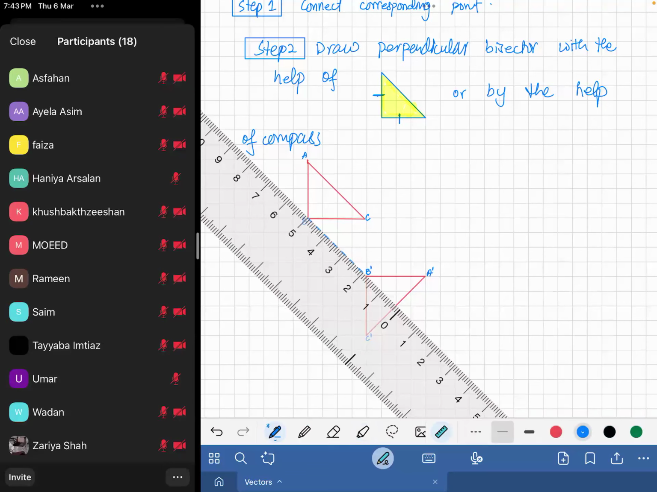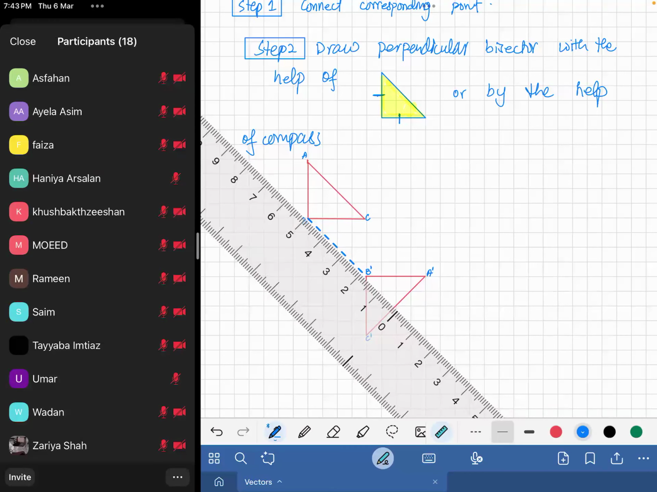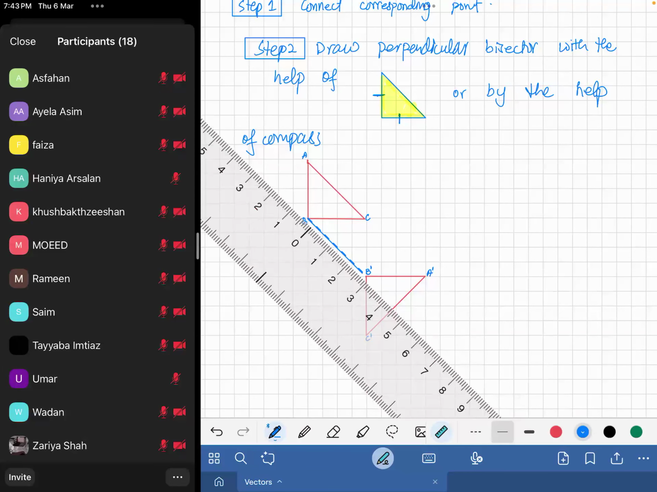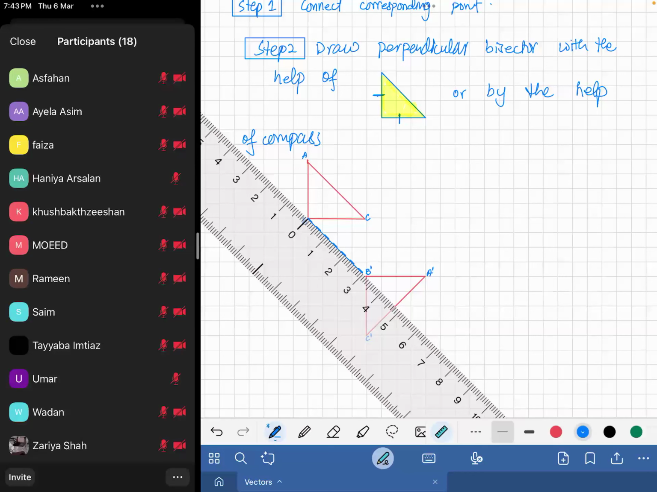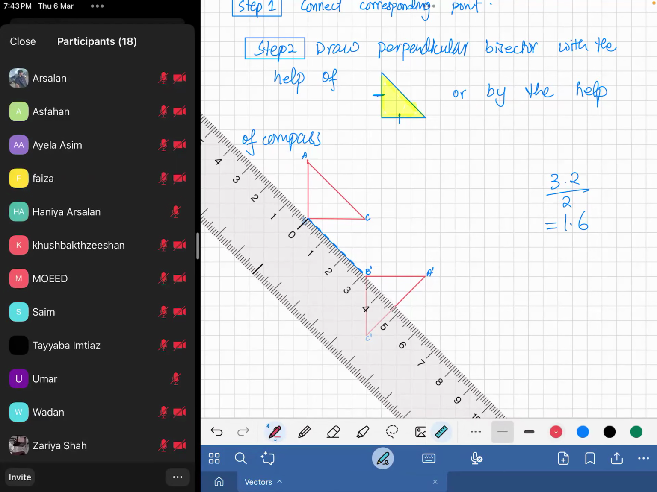Vadan, I hope you are listening. Okay. Now from this point to this point, Ramin, this is 3.2. Agree or not? And half of 3.2 is what? 1.6. Yes, sir. So after 1.5, you will be having 1.6. This will be the place.